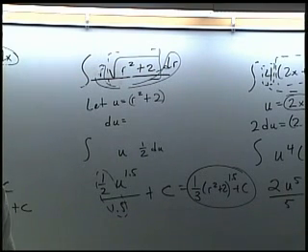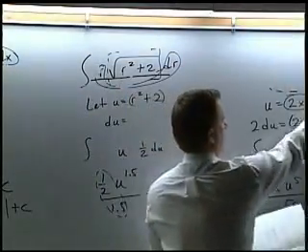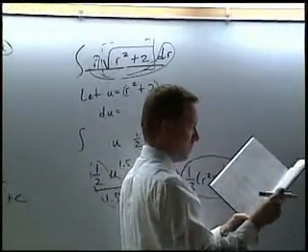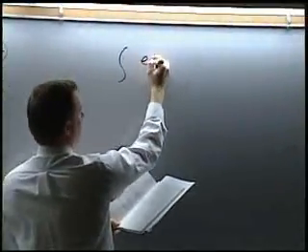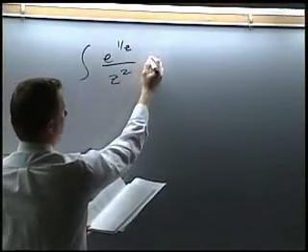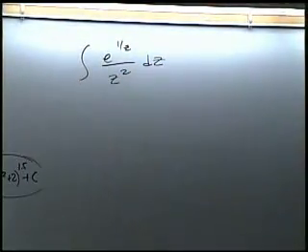All right, let's look at another one here, just some different kinds of examples. The integral of e to the 1 over z, divided by z squared, dz. And this one takes a step up, I think, in terms of complexity.